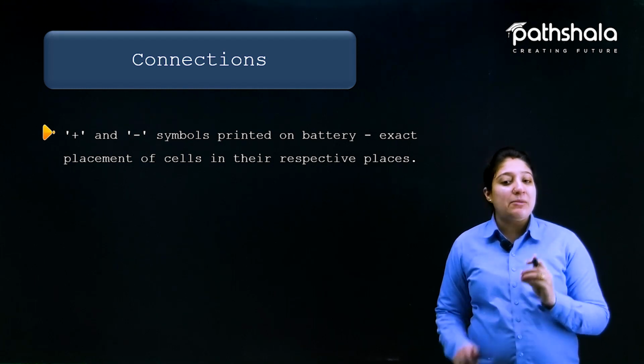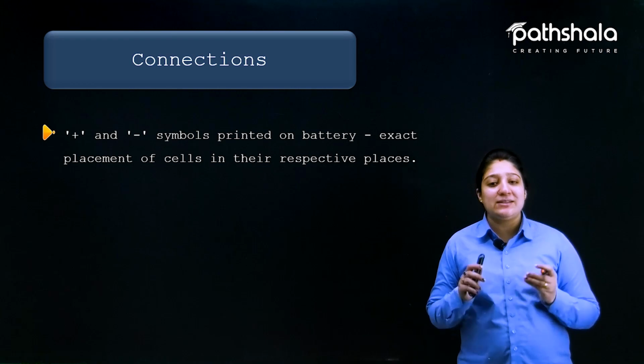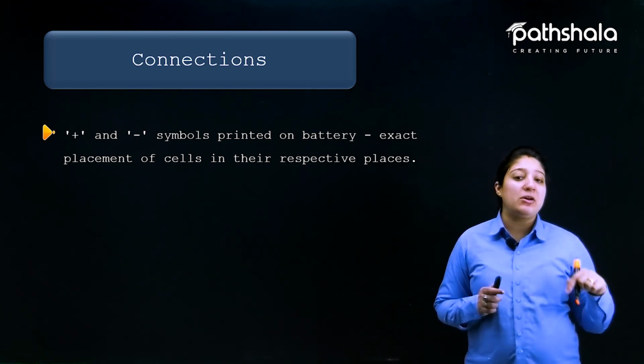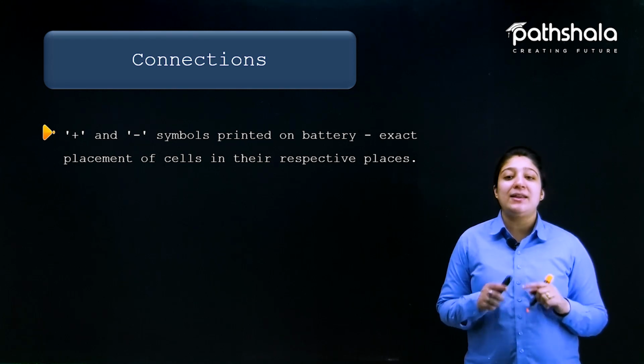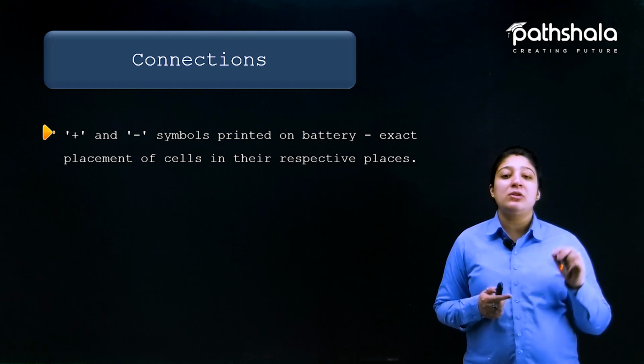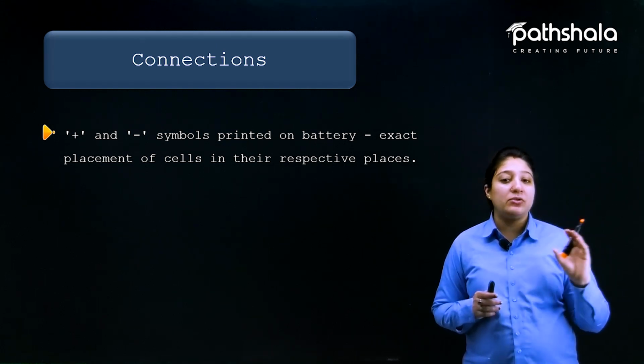And these symbols are basically always, if you have a cell nearby, just take that cell and see the positive terminal is shown on the cell and the negative terminal is also shown on the cell. Why are these things shown to you? Just to tell you exactly how you are going to draw the connection.